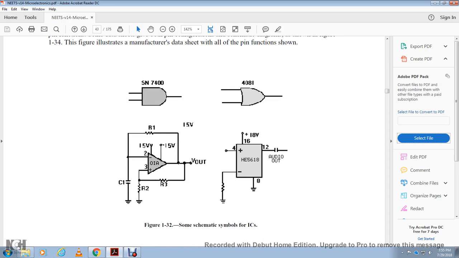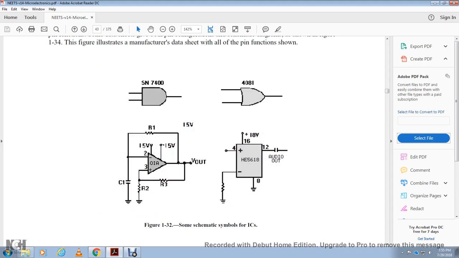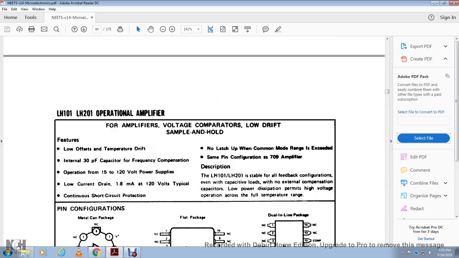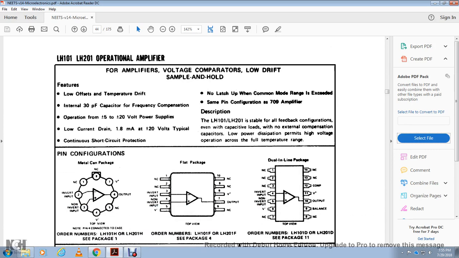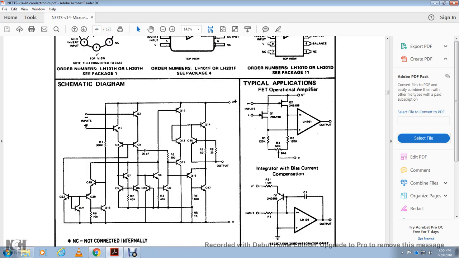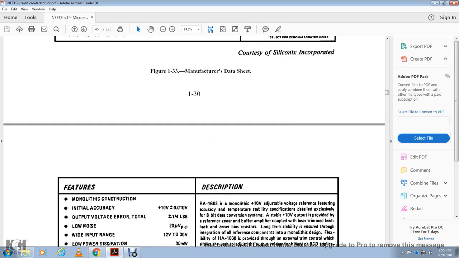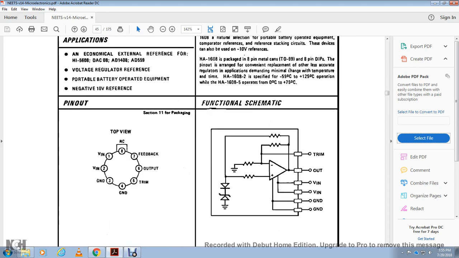Alright, some schematics for integrated circuits and an OR gate. You have your amplifier, and then your operational amplifier, voltage comparator, low drift, sample and hold, low offset with temperature drift. You have the metal can package, flat package, dual inline package, schematic diagrams, typical FET operational integrated bias, and complete circuit. Features and description, application, pin output, and functional schematic.